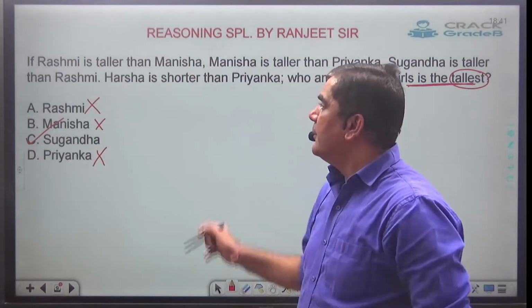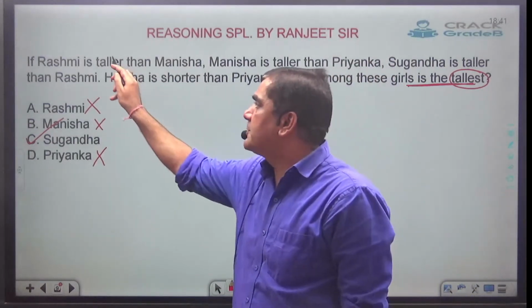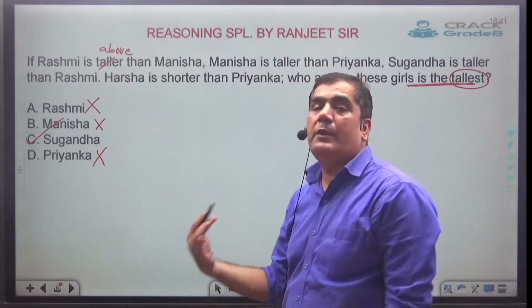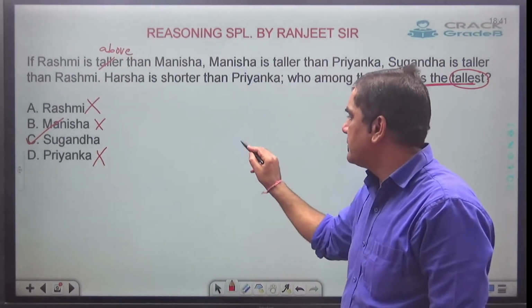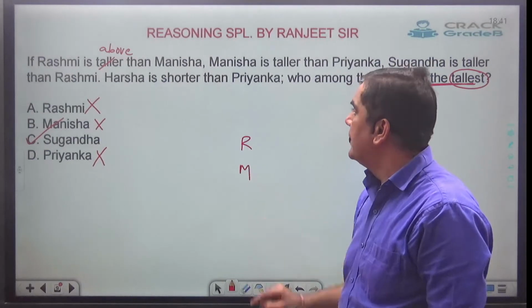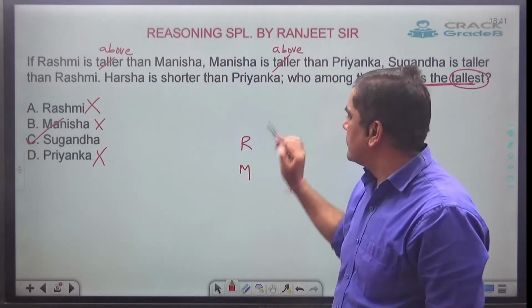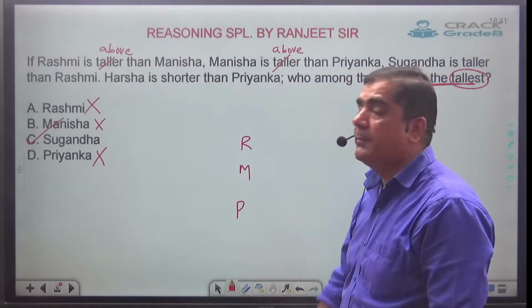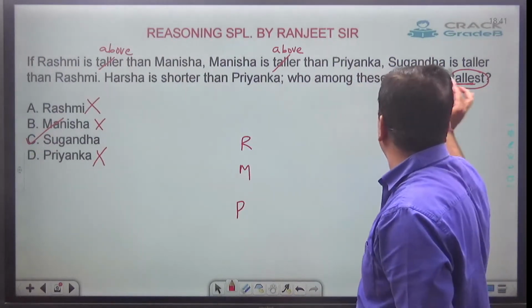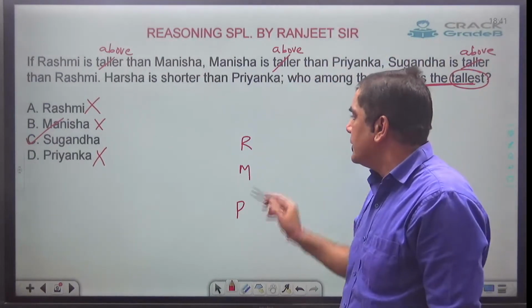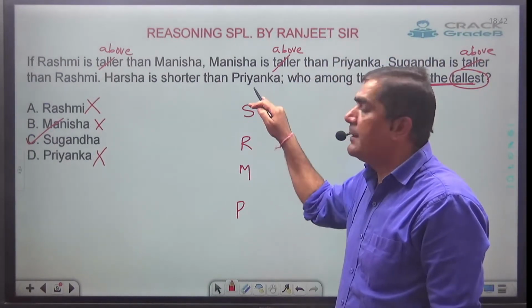So let's start. First one, Rashmi is taller. Taller means what? Above. So who will be above Rashmi? I will say Rashmi will be above Manisha. Next one, Manisha is above Priyanka. So Manisha is above means Priyanka must be below. Next one, Sugandha is taller, means above. So Sugandha is above Rashmi.